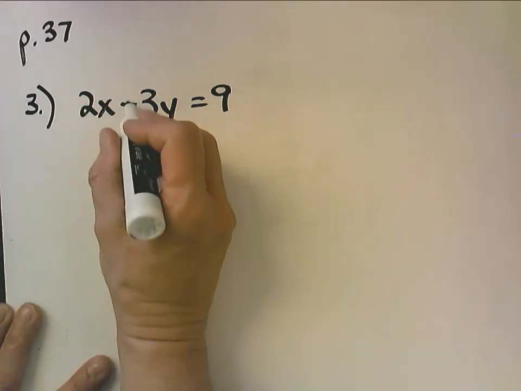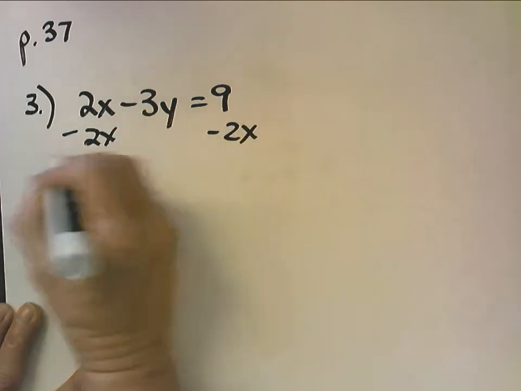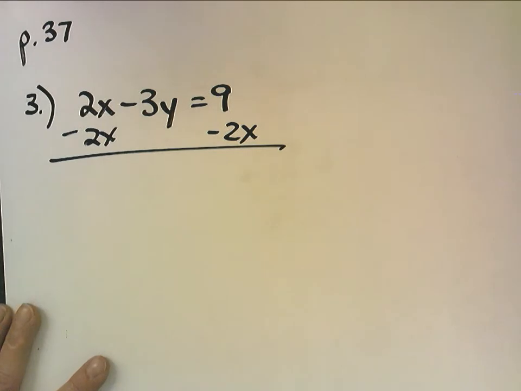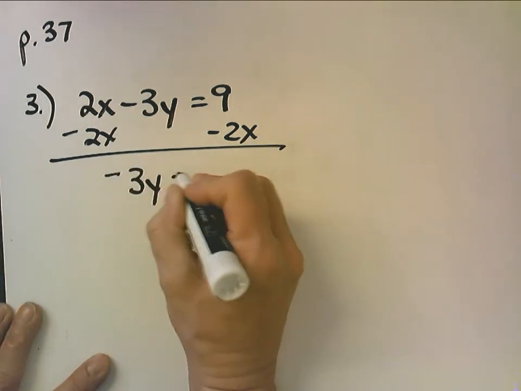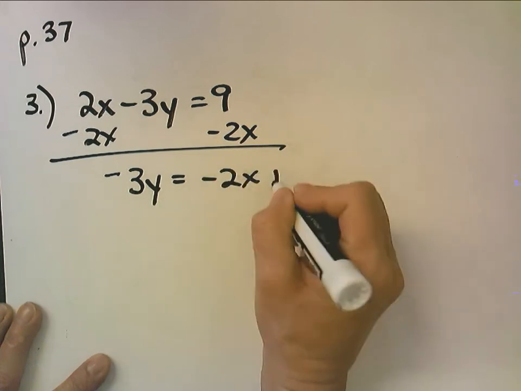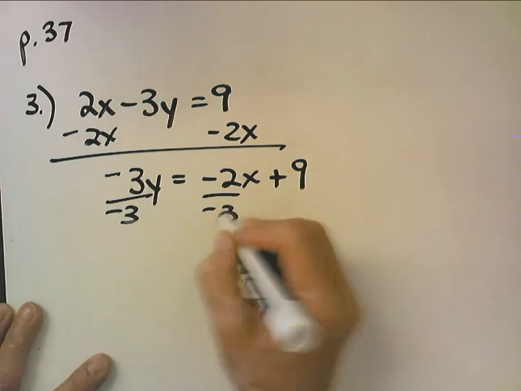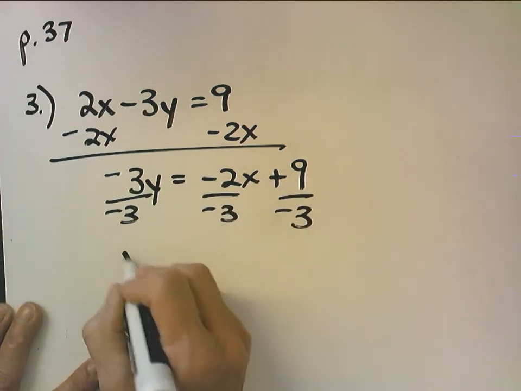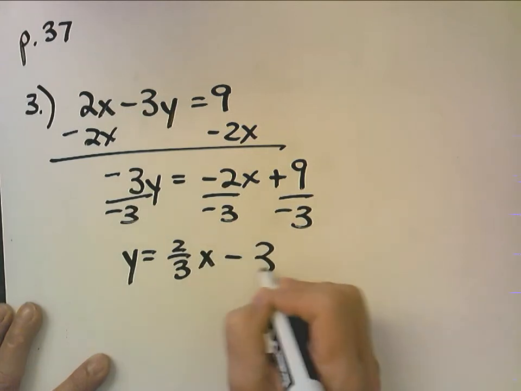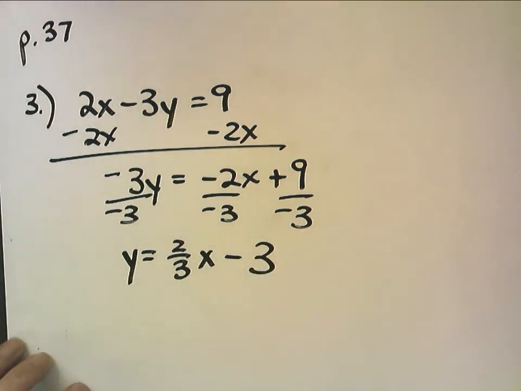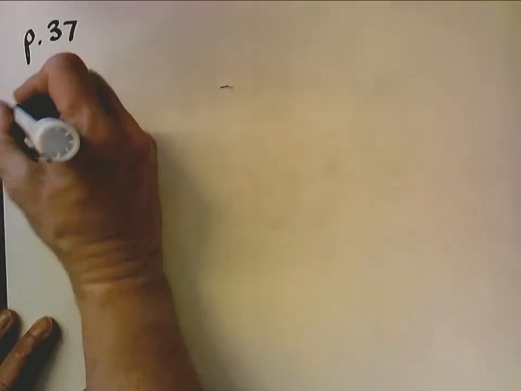So this is, I'm going to subtract 2x from both sides. So it's negative 3y equals negative 2x plus 9. I'm then going to divide by negative 3, divide by negative 3. So y equals 2/3 x minus 3. Okay? Now, number 4.